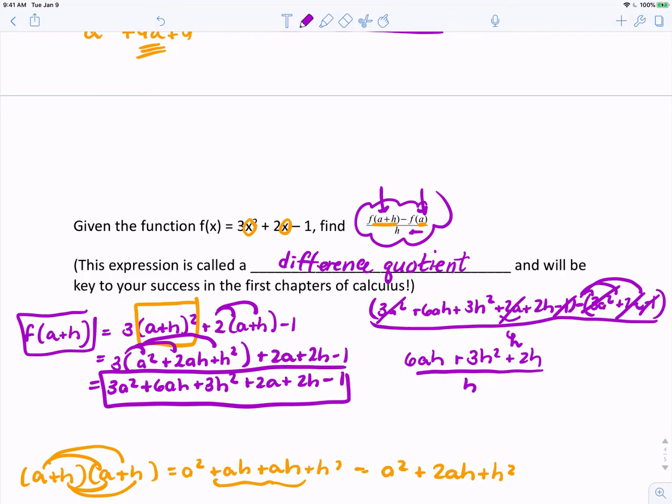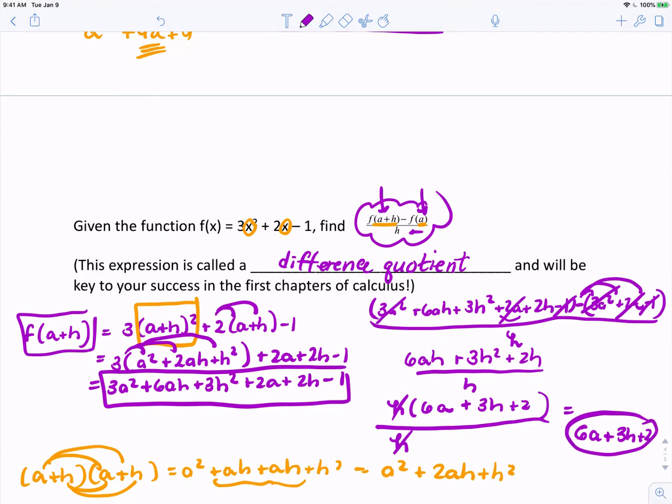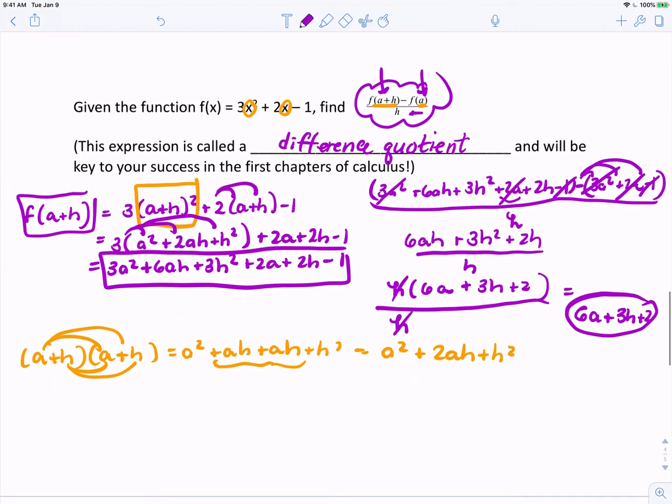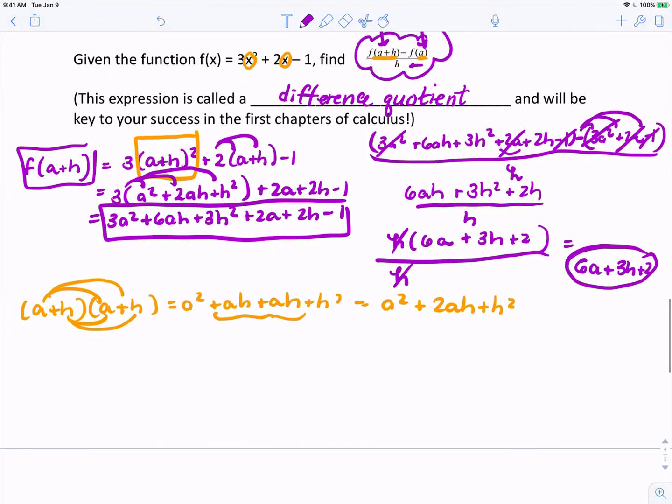Now there's one final last step. Notice that all of the terms in the numerator involve an h. That's a common factor. So we're going to factor that out, which is going to give us h times 6a plus 3h plus 2, all divided by h. And we know that h over h is equal to 1. And so after all of that, our final answer is 6a plus 3h plus 2. And that's an example of a difference quotient. Again, something that's going to be very important as you start your study of calculus.